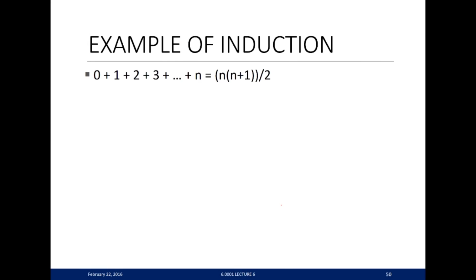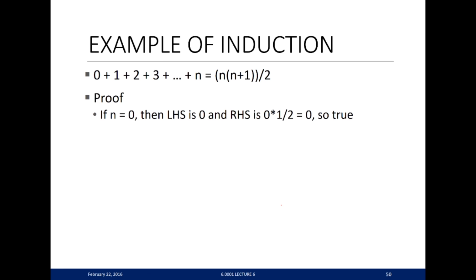Let me show you a little mathematical example of this. The sum of the integers from 0 up to n, I claim, is n times n plus 1 divided by 2. If n is 1, it says 1 times 2 over 2 is 1. If it's 2, 1 plus 2 is 3, and 2 times 3 divided by 2 is 3. You get the idea. How would I prove this is actually a true statement? Well, the proof says, take the simplest case. If n is equal to 0, what do I have? Then the left-hand side is just 0, and the right-hand side is 0 times 1 divided by 2, which is just 0. So it's true.